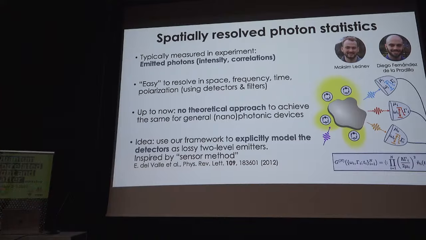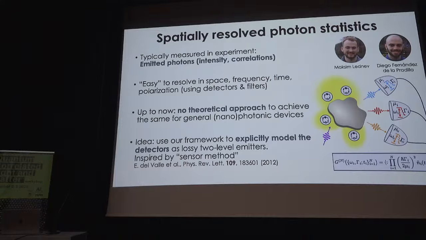What we just did is to say, I don't care about any of the light, I just care about the photons that my system emits. But now we want to know how to access the photons that my system emits. This is in principle easy in some sense, because in an experiment I can just put a detector somewhere and resolve in time, resolve in polarization, and make a filter in frequency.